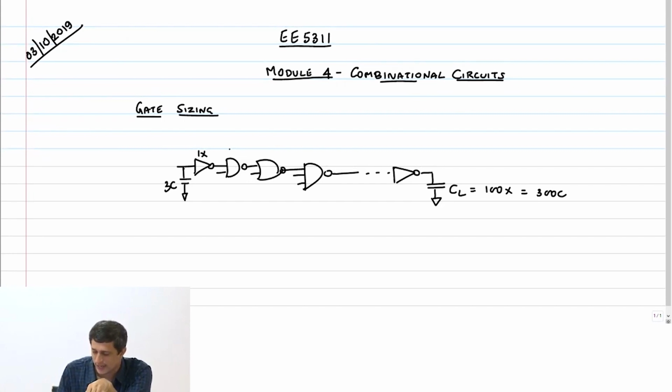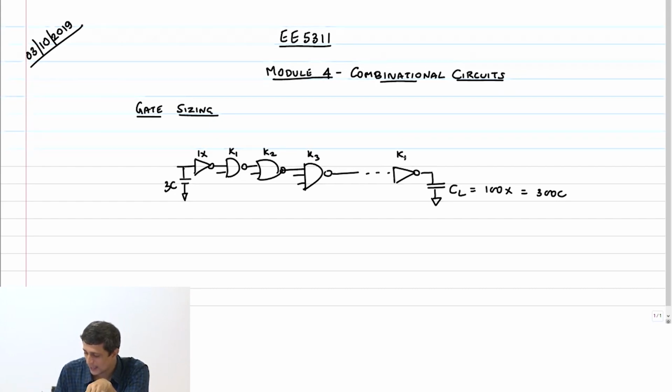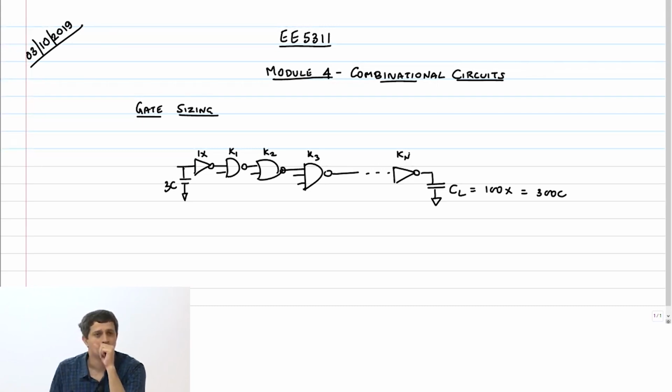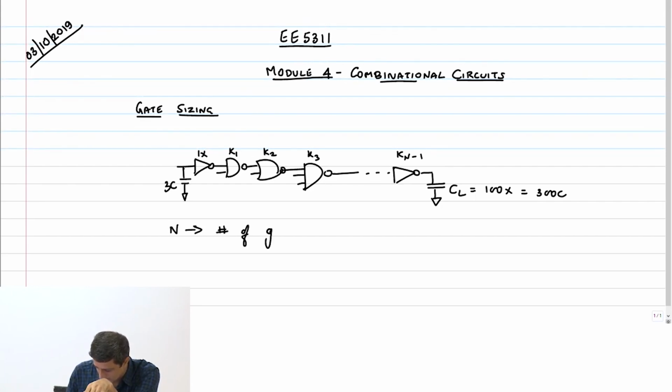So now what we want to find is what should be the gate sizes. So this has to be scaled up by a factor of K1, this by a factor of K2, K3 and so on, and then Kn. So there are n plus 1 gates in this path, or let me just make it n gates, makes it easier. So this is what I have. N is the number of gates in the path.